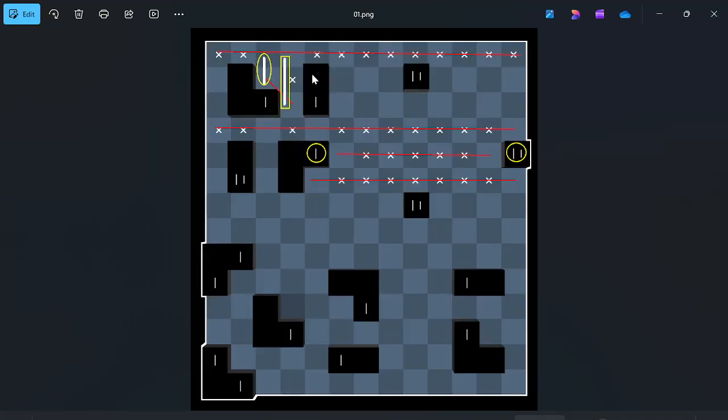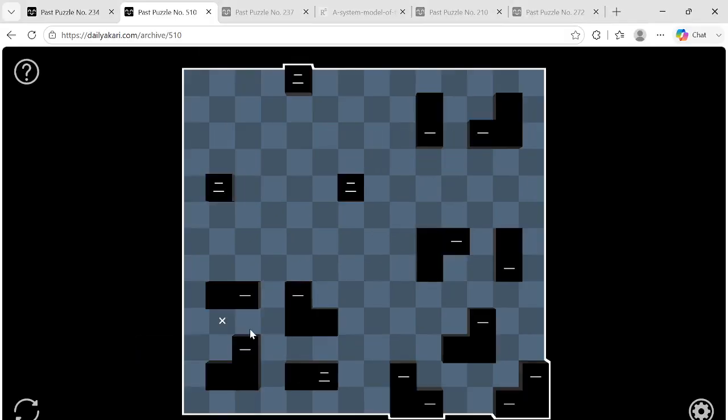So we have 1 and 2 red lines, 1 and 2 supercells, and they are covered. So we're 2 and 1 here. Three lines. Now this is corner. So this is one of these and one of these.